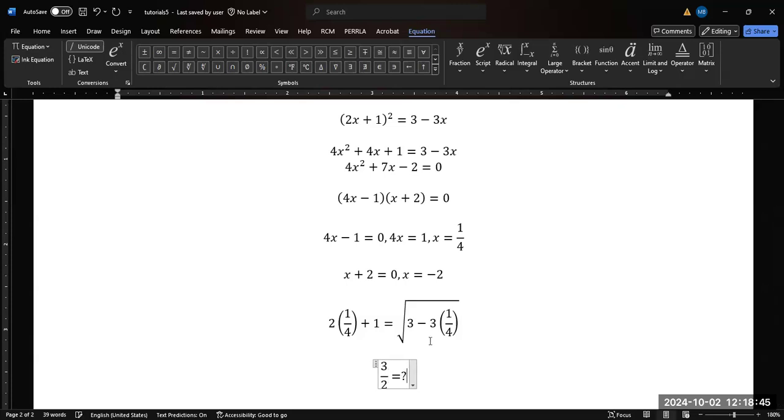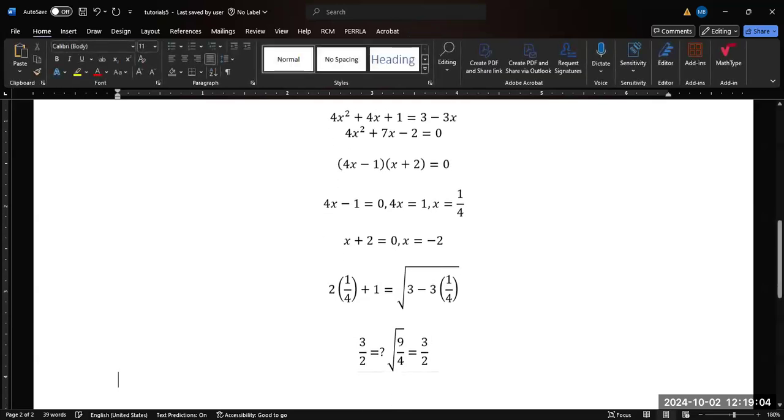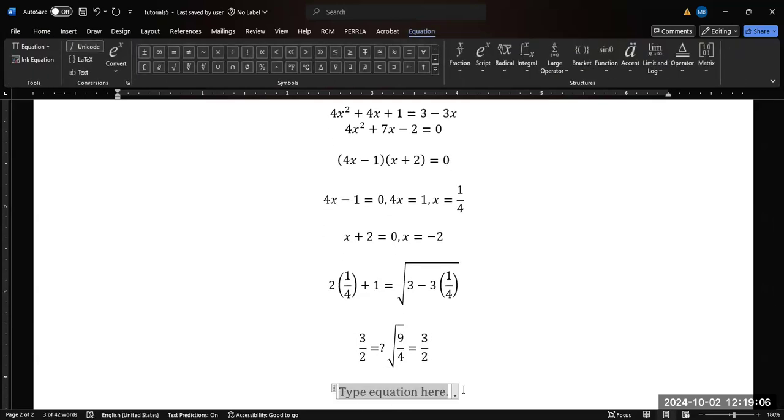And on the other side of the equation, 3 minus 3/4 is the square root of 9/4, which does reduce to 3/2. So this one checks out. Let's try the other one.